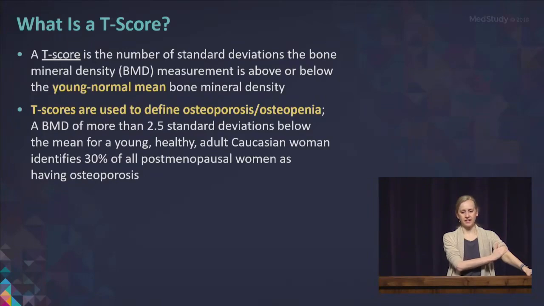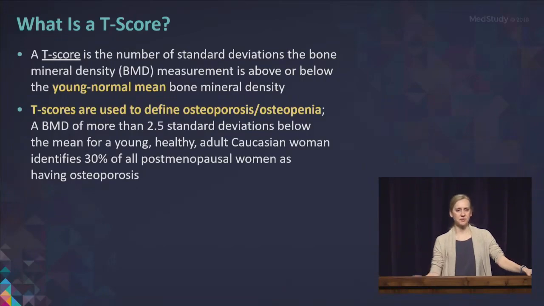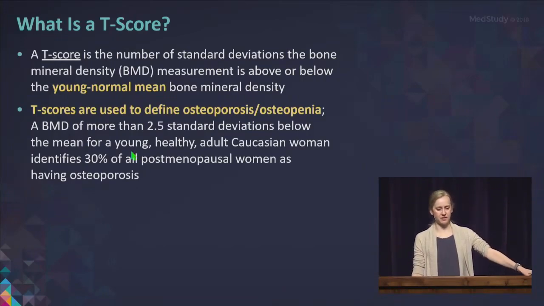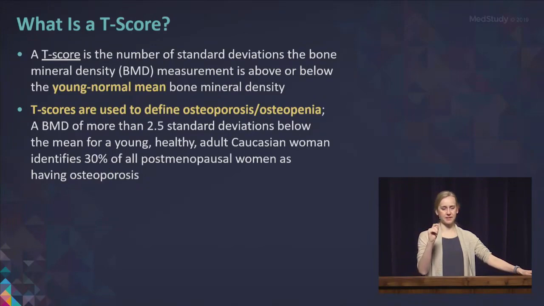So that means that when you define osteoporosis with a BMD of 2.5 standard deviations below the mean of a healthy person, then 30% of postmenopausal women are going to have osteoporosis, right? This is different from the Z-score, right? So remember, the Z-score is comparing you against people of your same age. And in that situation, if you're 2.5 standard deviations below, it suggests that you really need to look for a secondary cause.